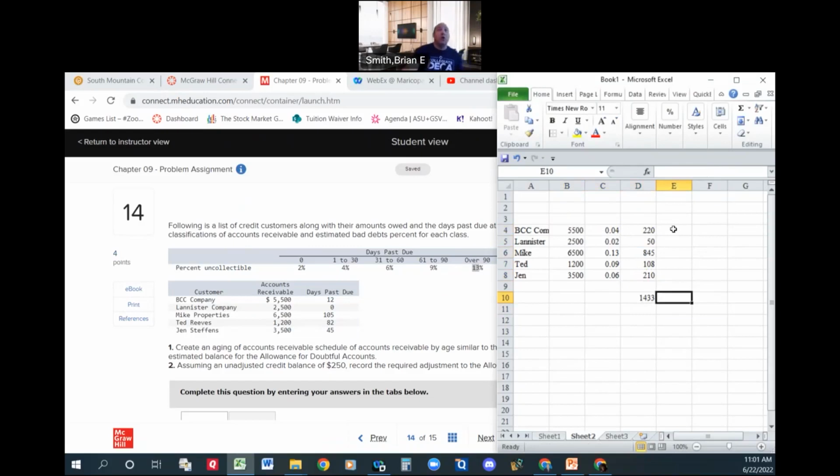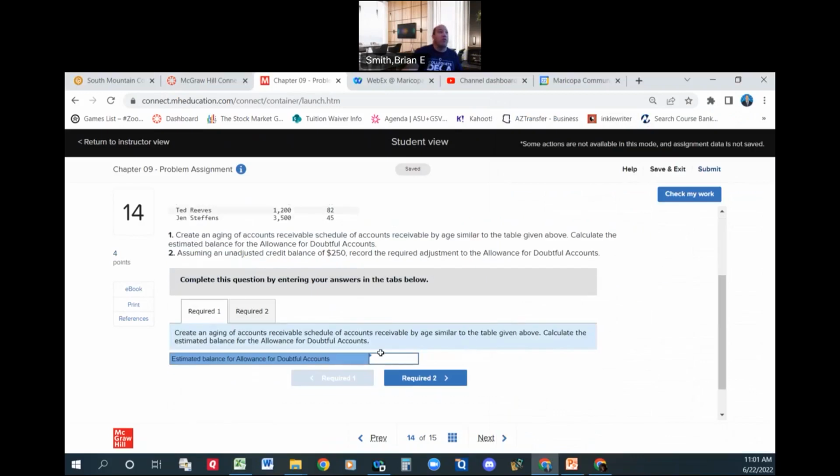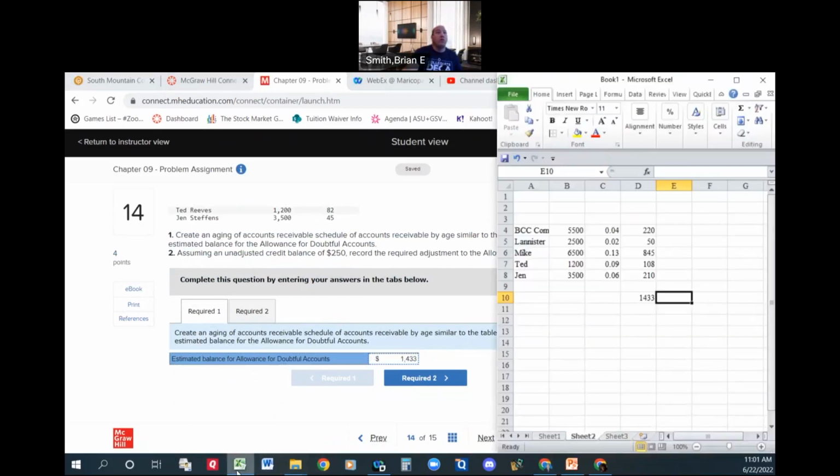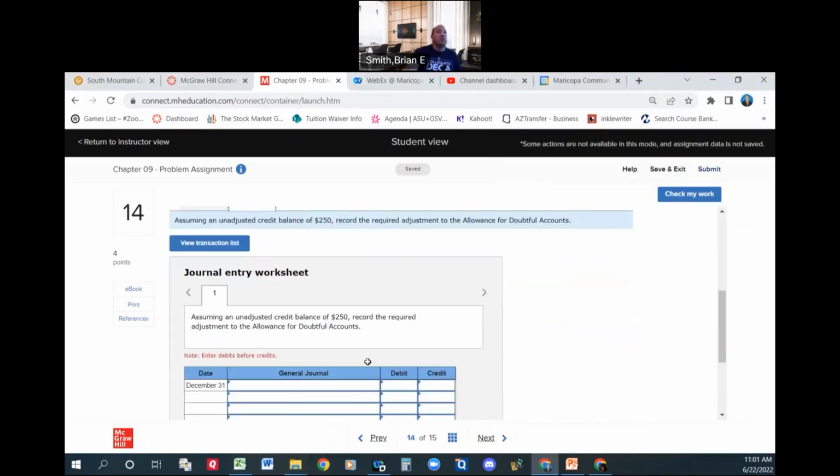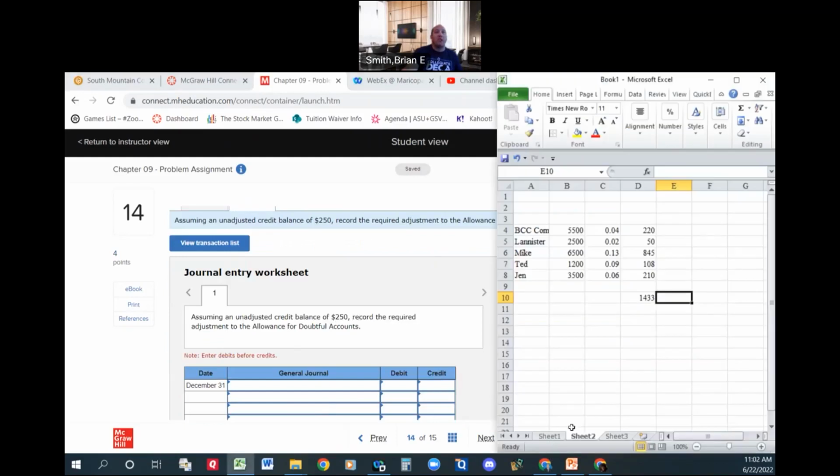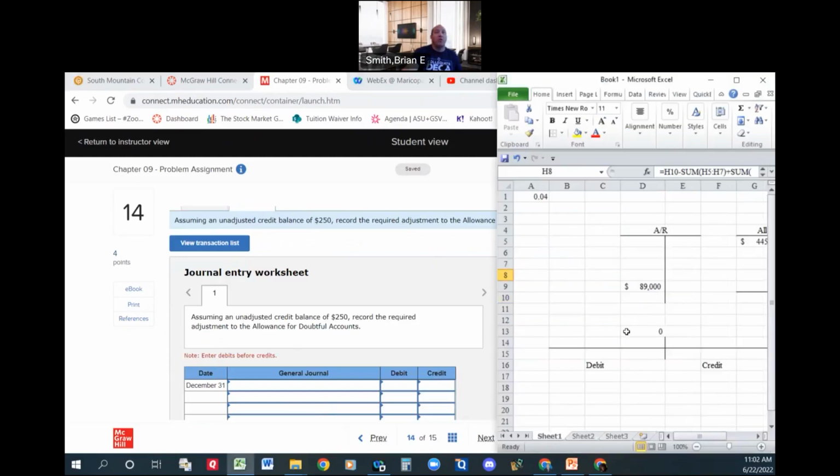Okay, so we need a total of $1,433 in our allowance. Is that what I calculated? Yeah, 1,433. Okay, so then the next one is the journal entry. If we have a credit balance of 250, see, this is cool. See, this is where you get to go back to this other sheet, 1433.